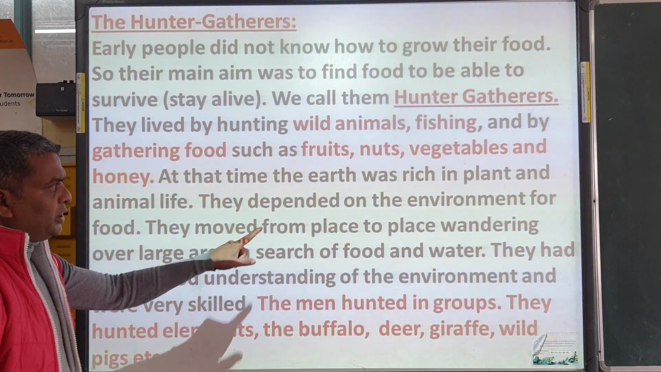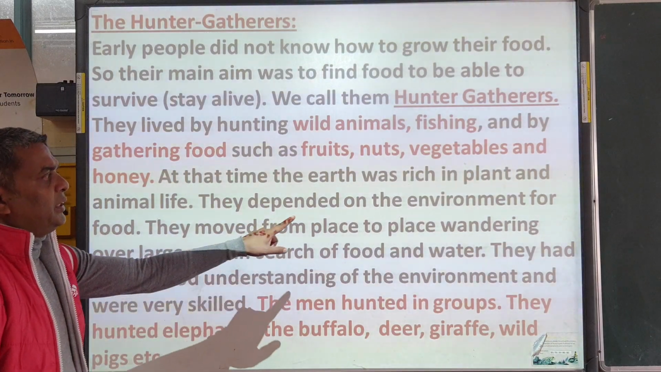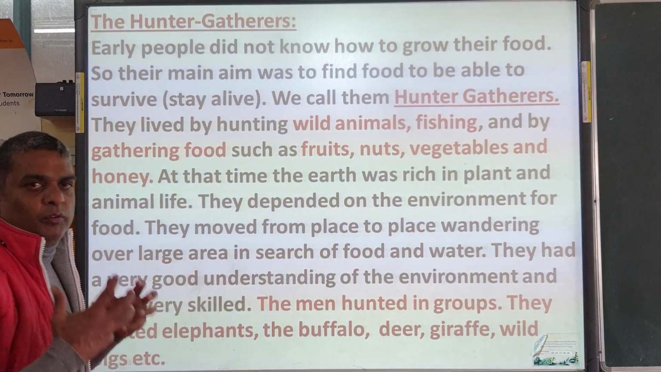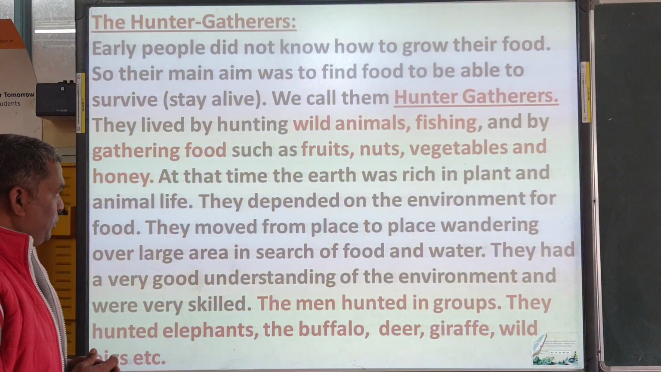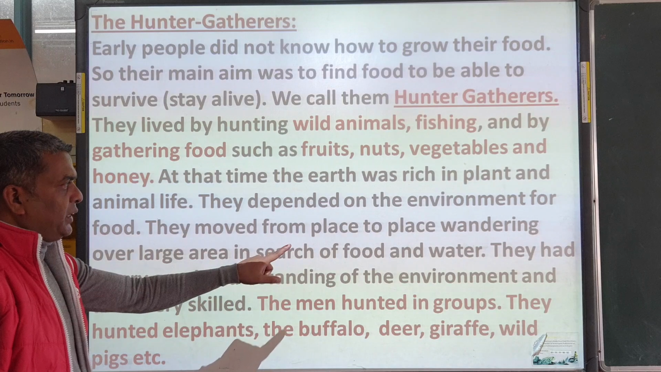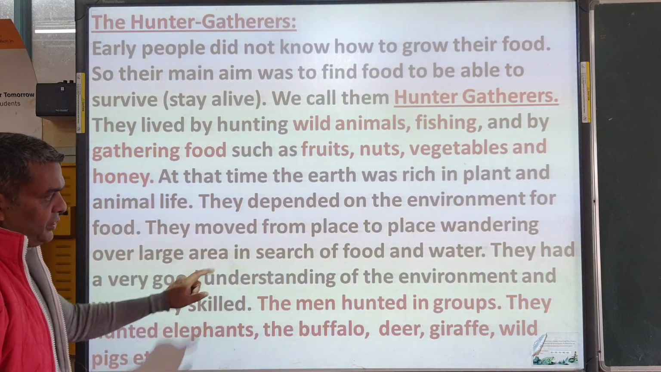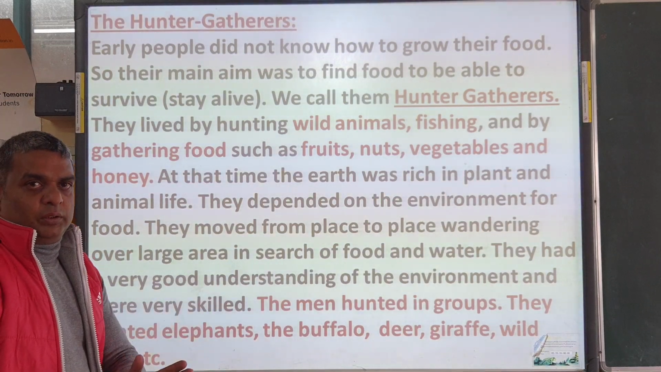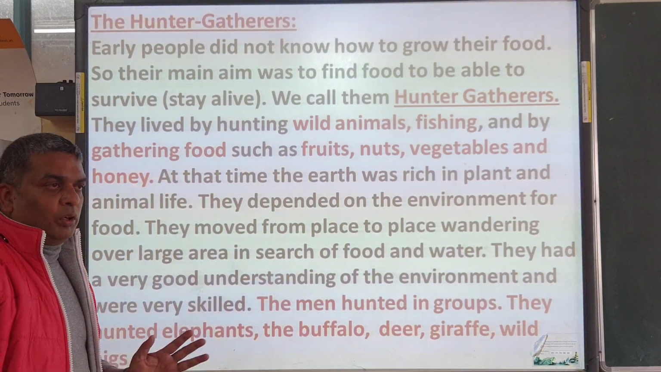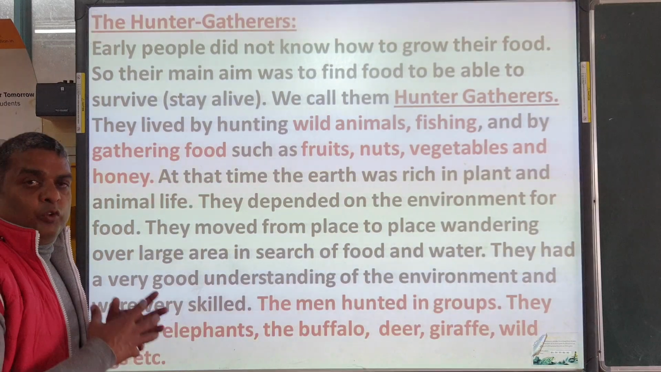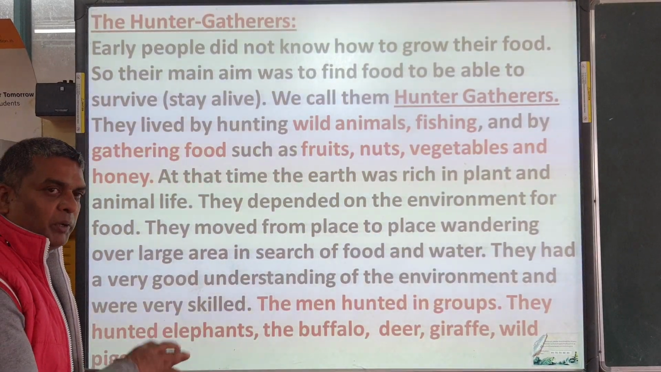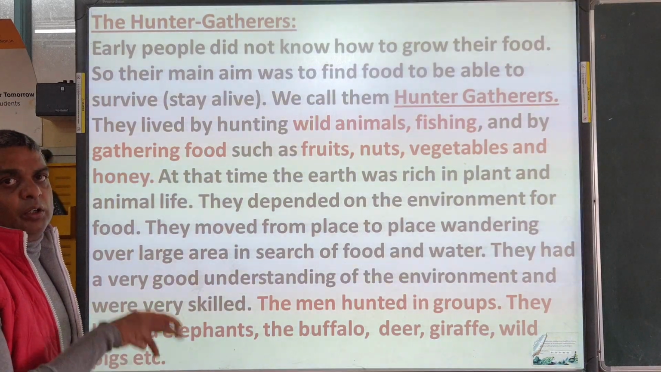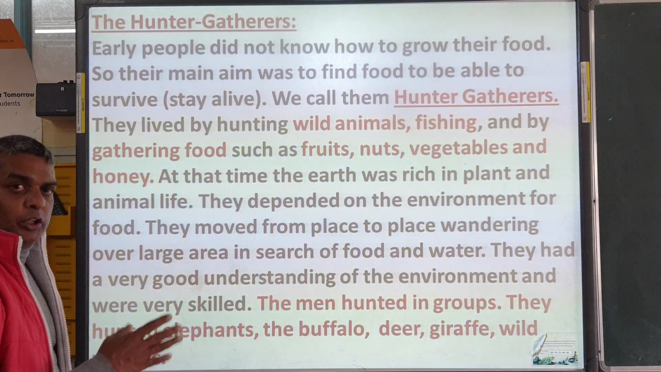They depended on the environment for food. So most of the food came from the forest, from hunting animals. They moved from place to place, wandering over large areas in search of food and water. Why did they move? Because food finished. So when food finished in one place, they moved from one place to another. That is why it was called a wandering life, a nomad life.